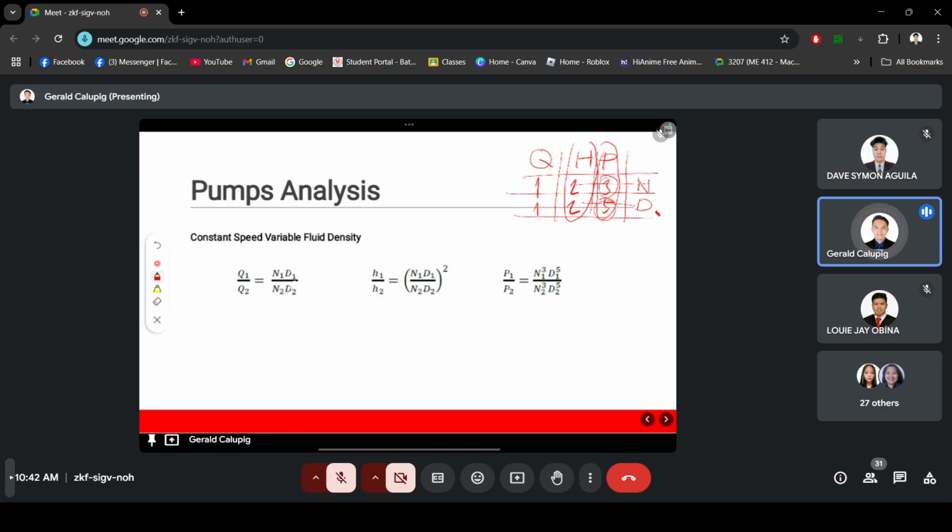So, just remember the table. Is that right? Yes. 1, 2, 3, 1, 2, 5. Okay. Any question po? Do you have any question for the affinity laws?